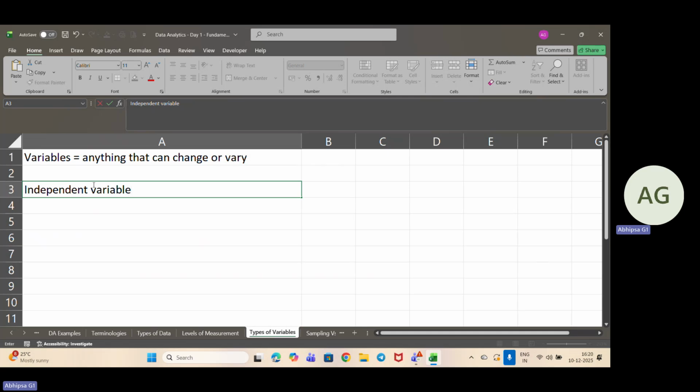For an easy example, in a plant experiment, the amount of sunlight the plant absorbs is the independent variable. Or if you are studying, the hours that you study is an independent variable. The independent variable is the one that you can control. Next is the dependent variable.